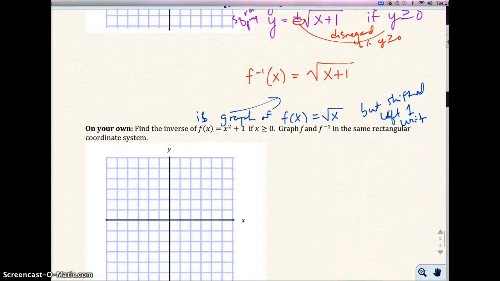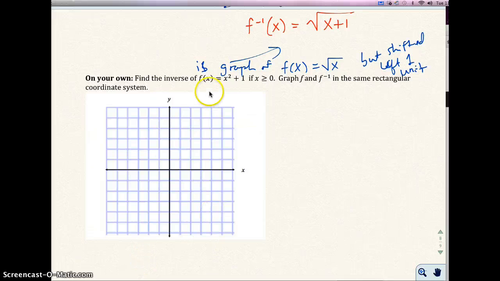Okay, so now on your own, I want you to find the inverse of f of x equals x squared plus 1 if x is greater than 0. I want you to do that by hand. I want you to graph f and the inverse, f inverse, in the same rectangular coordinate system. I'm going to pause the video and have you try that on your own.